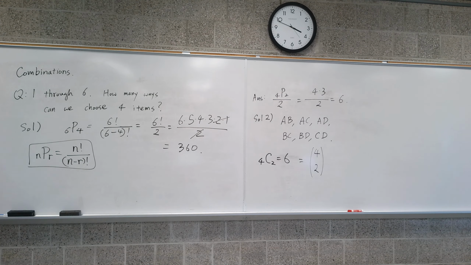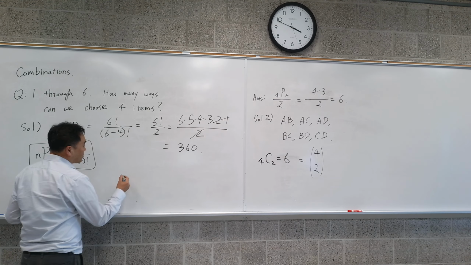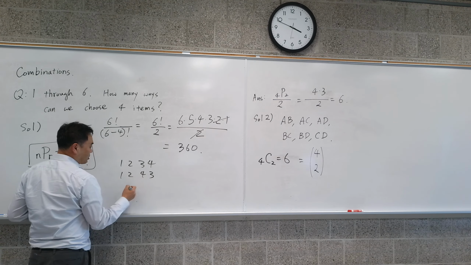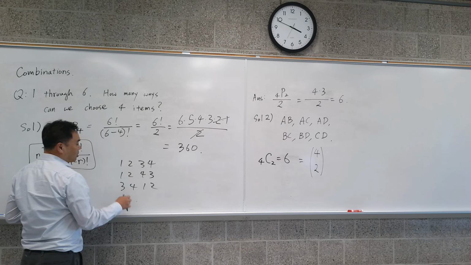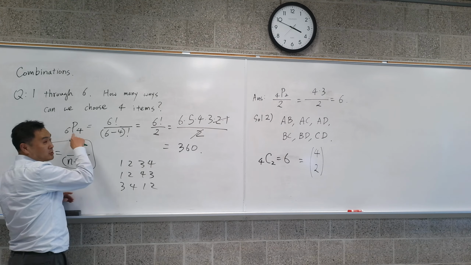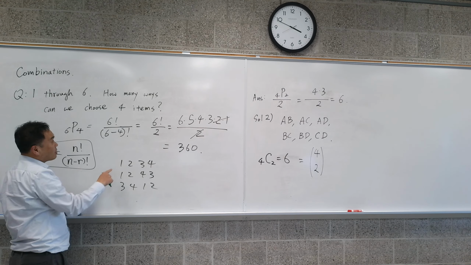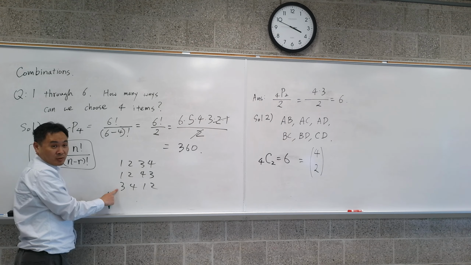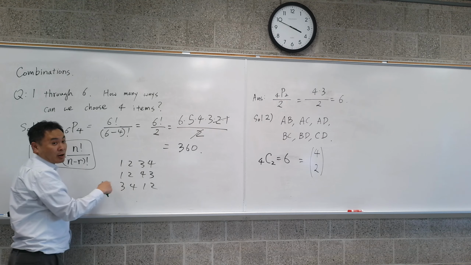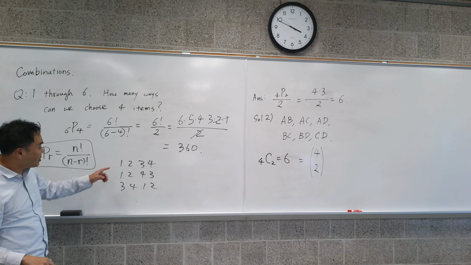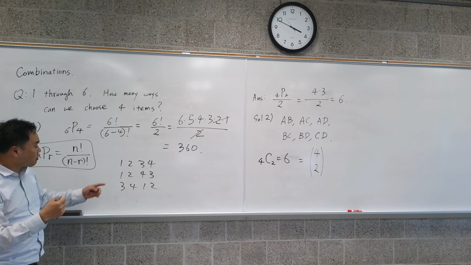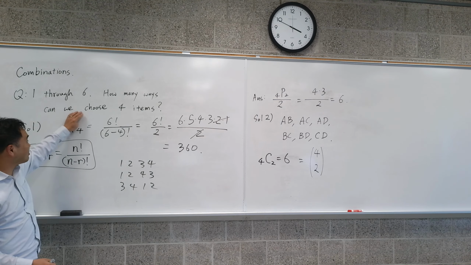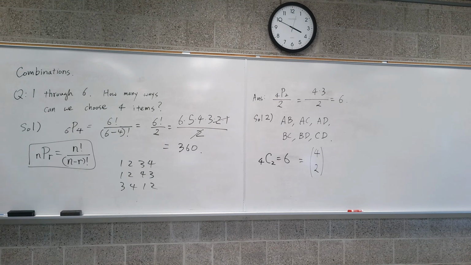Okay, but that's permutation. For example, if you have 1, 2, 3, 4, and 1, 2, 4, 3, or 3, 4, 1, 2, all of these are going to be treated differently in 6P4, whereas for the purpose of this question, all of these should be treated as the same. Okay? Because we're not thinking about ordering. If four things are chosen and whether if you choose one by one, the order came out to be this way or this way or this way, we don't care. They're all considered the same in this question. So what do we do?